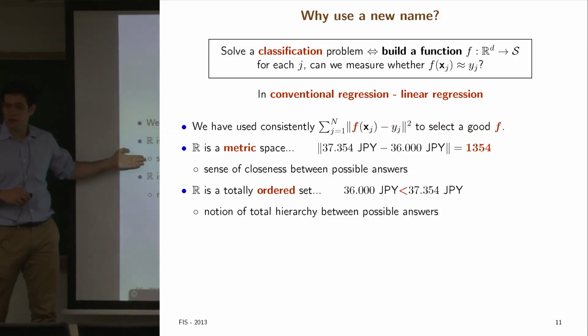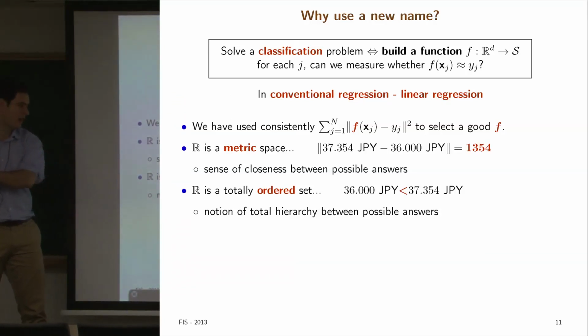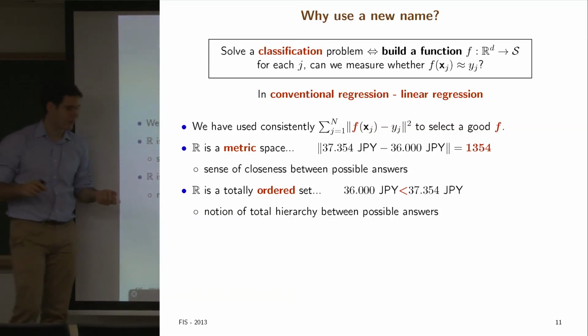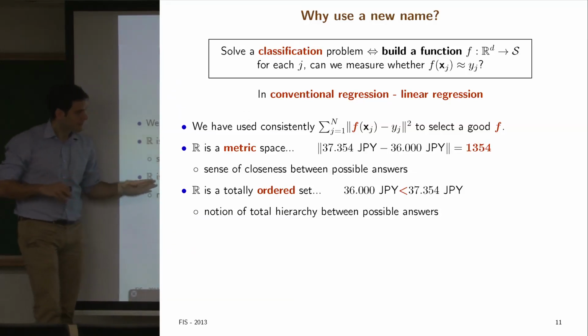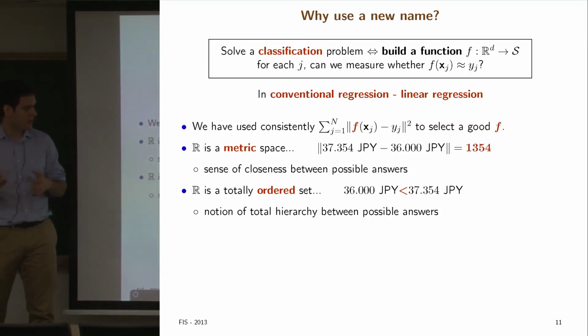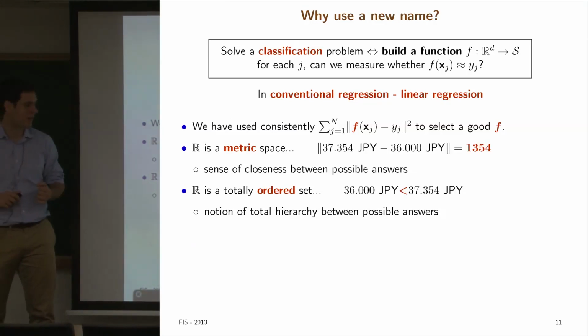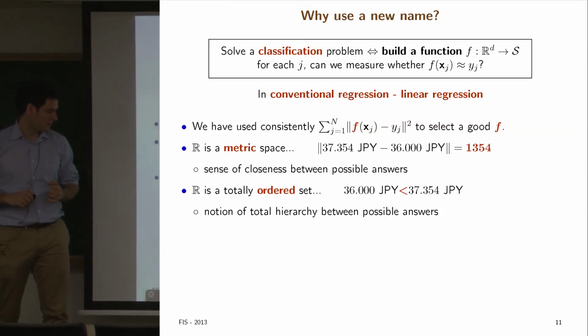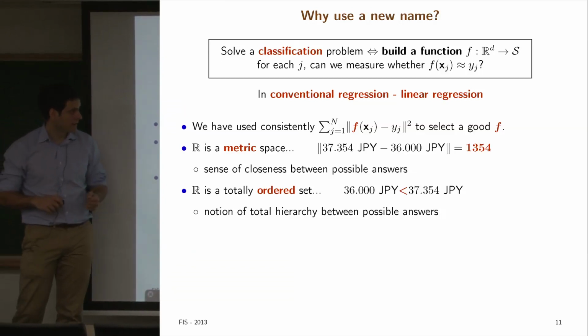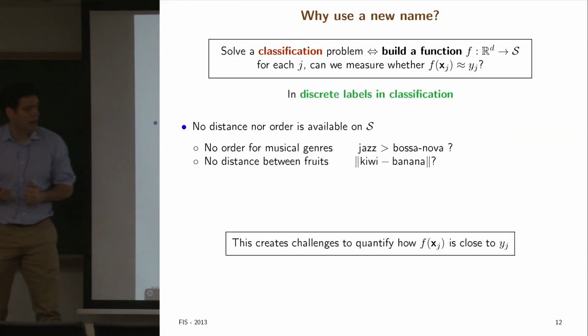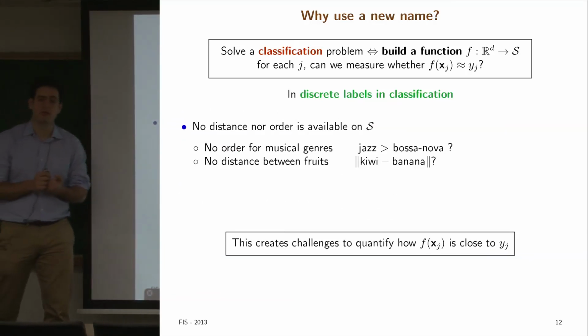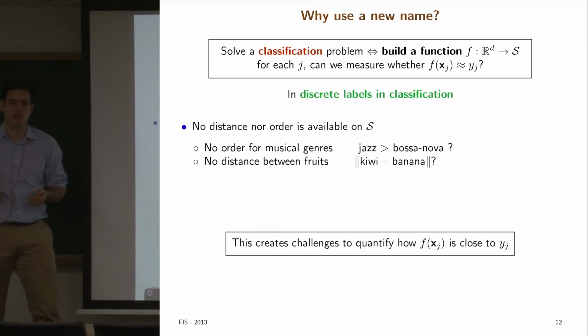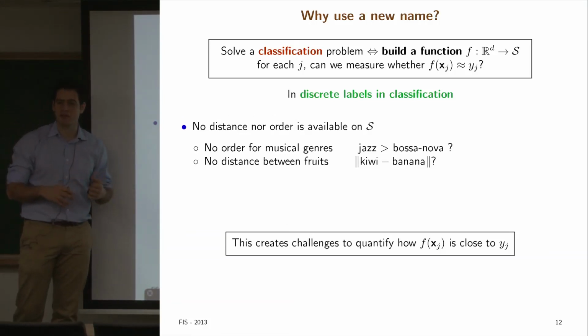There's a closeness between possible answers. You can say this is close to this, whereas this is far from this. And it's also an ordered set, so it's very easy to give this order and see whether we are on the left or on the right of that answer, etc., etc. So there is some kind of hierarchy. What happens when we have discrete labels? Well, this is the real problem. I think maybe the bottleneck of classification compared to regression. The reason why classification deserves more study.